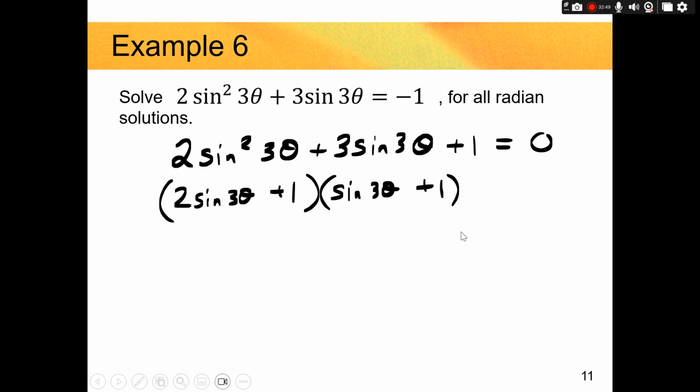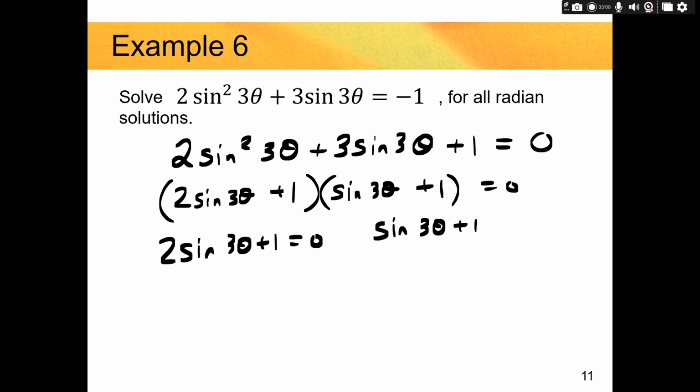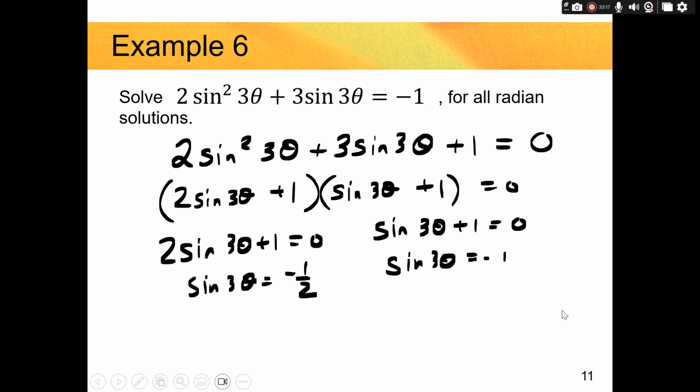All right, let's go with it here. So I'm going to solve each of these, right? Set each of these equal to 0. So 2 sine 3 theta plus 1. Isn't this kind of crazy, guys? We're doing equations with letters inside them. So how about subtract 1, divided by 2? Let you finish that one off. And then I got my sine 3 theta is equal to negative 1.